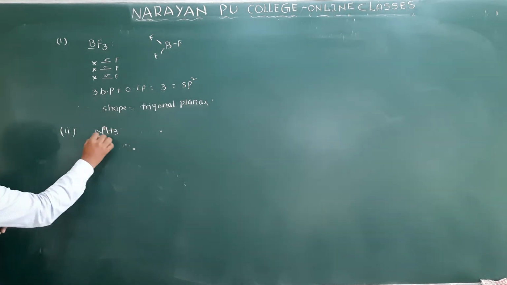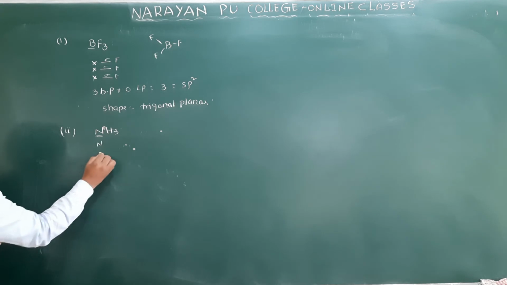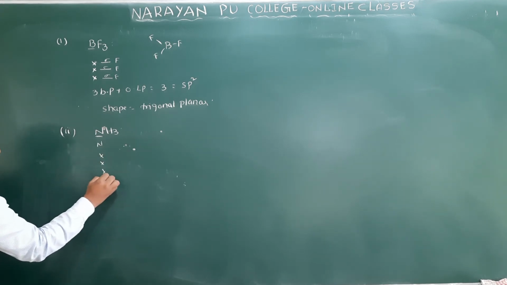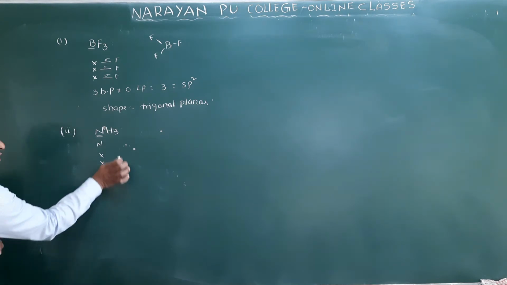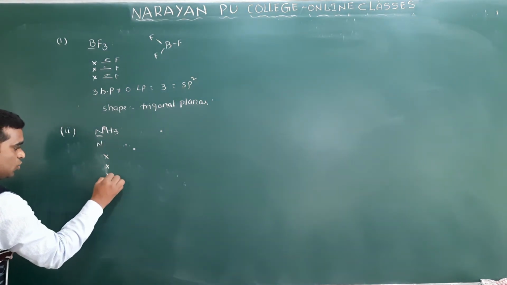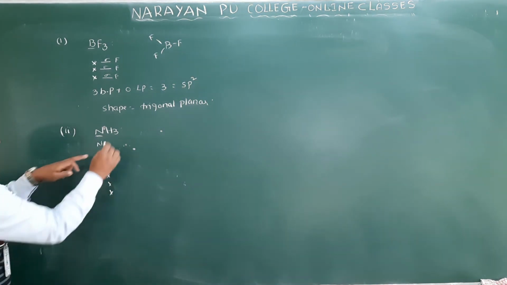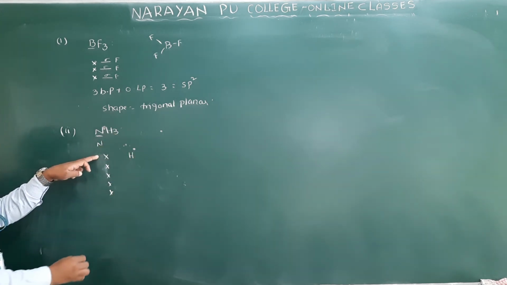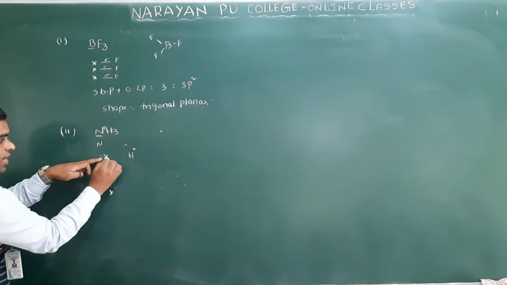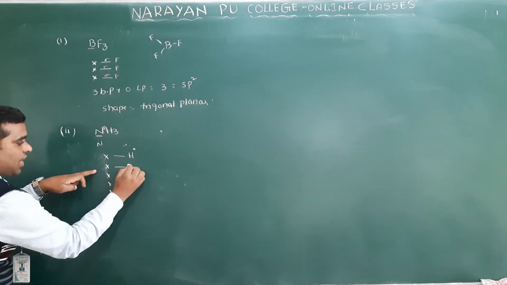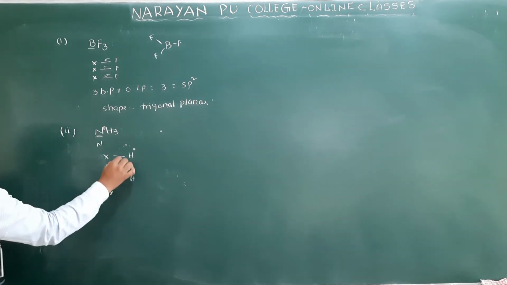Next one I will take here, NH3. NH3 means nitrogen. Nitrogen belongs to which group? 5th group. 5th group means how many electrons we have to write? 5 electrons we have to write. So right here 5 electrons: 1, 2, 3, 4, 5. Hydrogen will form how many bonds? One single bond only. So one hydrogen gives 1 electron, nitrogen will give 1 electron. So 3 bonds will form.